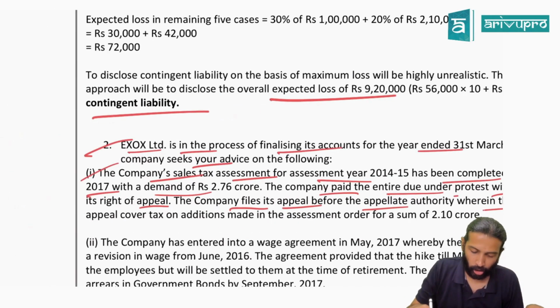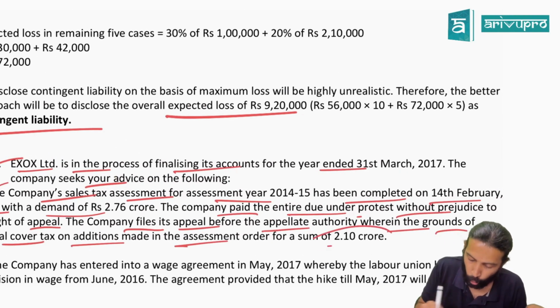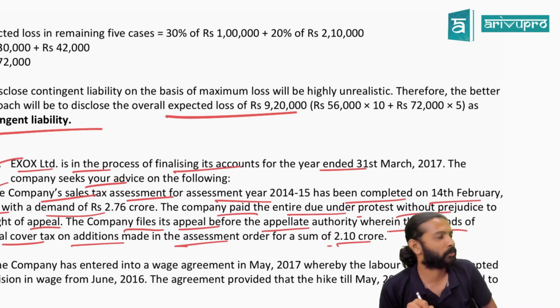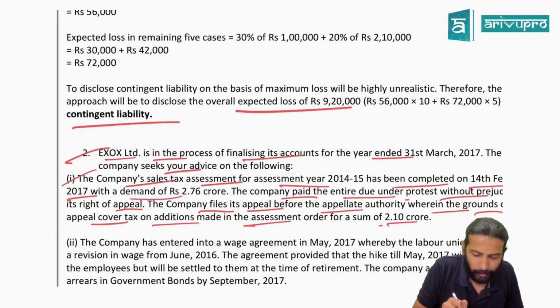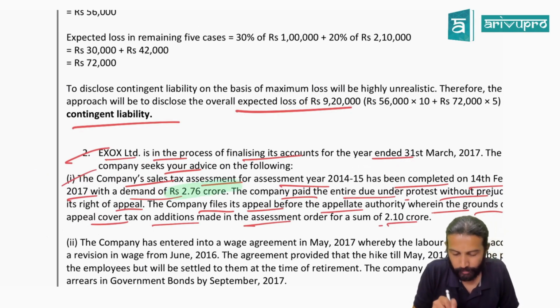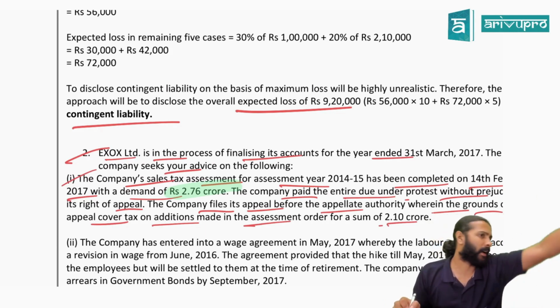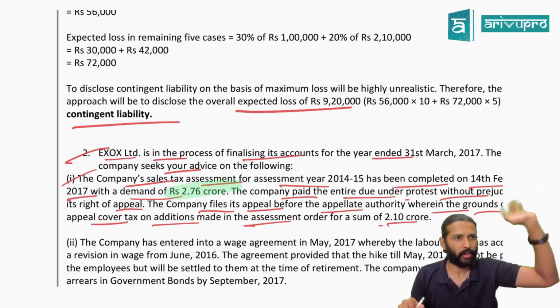Wherein the grounds of appeal cover tax on additions made in the assessment order for only 2.1 crores. What does that mean? It became too much of tax, but still. How much demand did the income tax or the GST officer raise, sir? 2.76. How much did we pay? Since he has raised the demand, we have paid the entire thing. We went for appeal. We are saying, no, we don't agree with you. We are going for appeal.